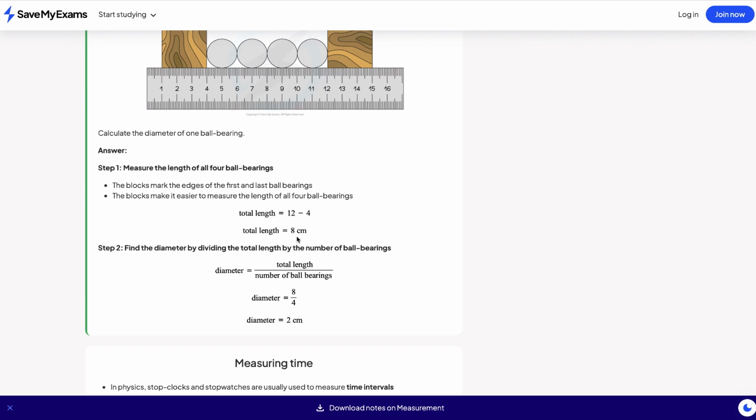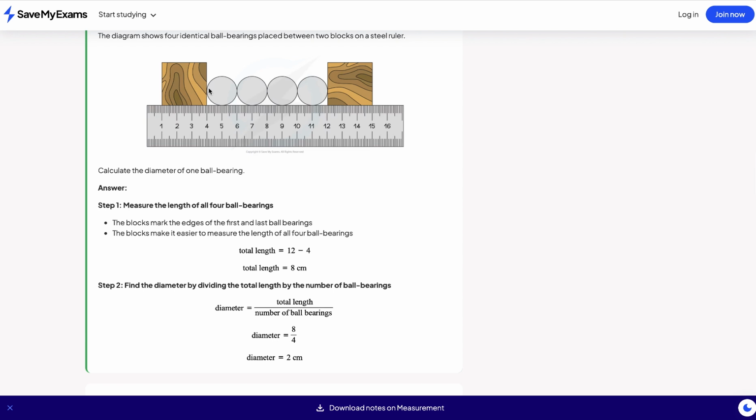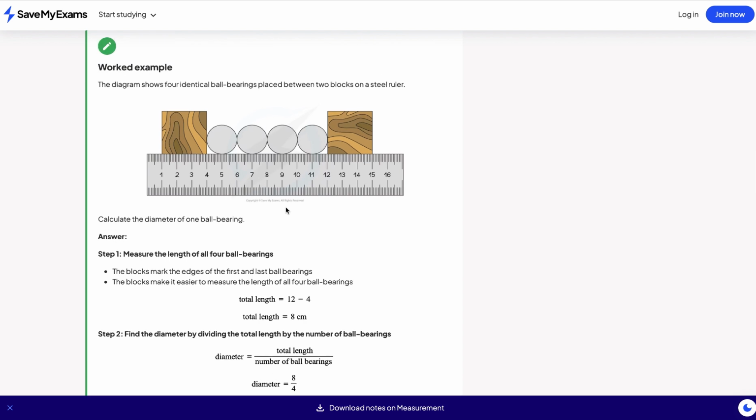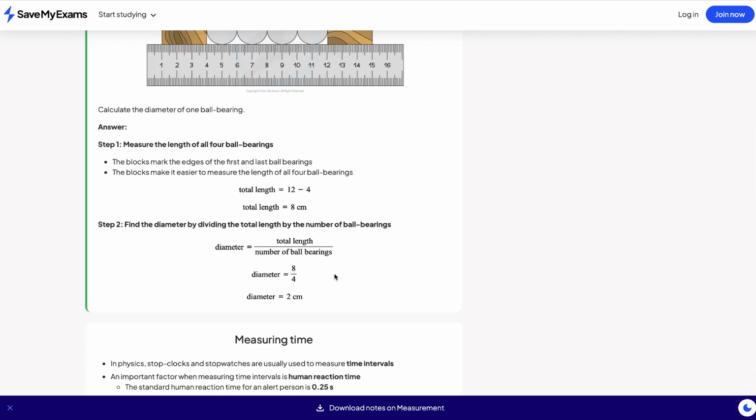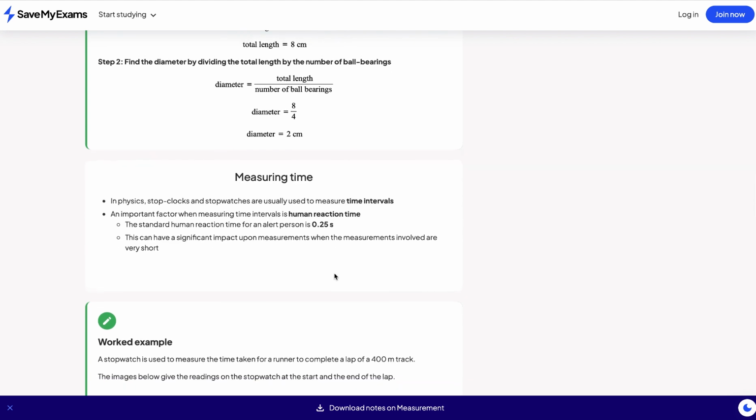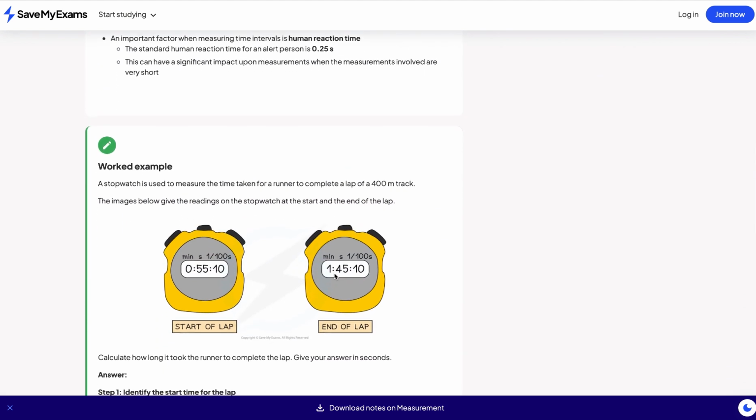Divided by the number of balls, there are 4 balls, so you get 2 centimeters as the diameter of one ball. If you want the diameter of one of the balls, the diameter of the 4 balls is 8. The diameter of one ball is 8 divided by 4, the number of balls, which gives you 2 centimeters as the diameter of one of the balls.